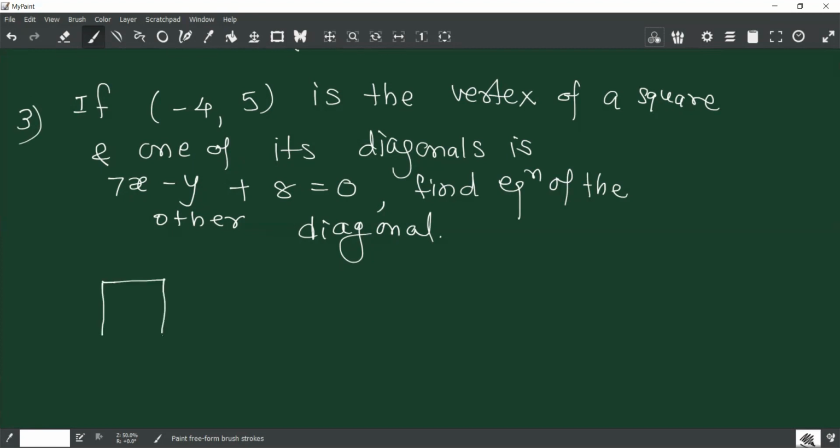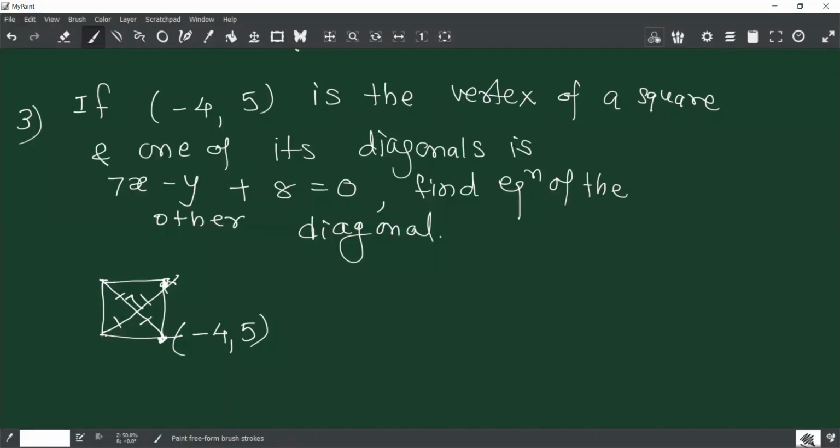Draw the square. One point is given, (-4, 5). It is one of the vertices. Now this is one diagonal and this is the other diagonal. Okay, you know diagonals are congruent and they bisect each other at right angles also in a square. Now I have the equation of one diagonal. Who is it? Everyone is doing great. Superb, your answer is right. x plus 7y is equal to 31.